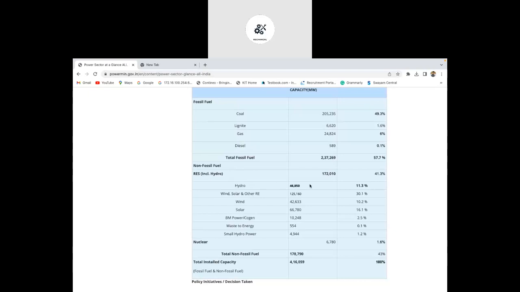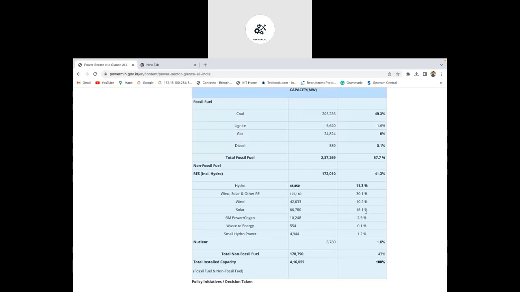renewable energy plants, in which you can see hydraulic energy contains a share of 11.3%, and among the other renewable resources, wind energy contains a 10.2% share, then solar energy, which we are studying now, contains 16.1%, and other types of energy. So you can see that in renewable energy, most of the energy generated through renewable resources is coming from solar power plants.